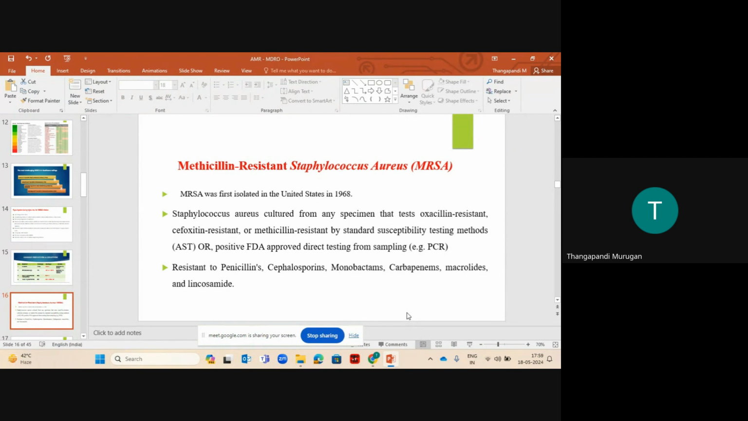We might not see the cefoxitin result in all the reports for MRSA, but if they are suspecting MRSA, most labs will go with cefoxitin resistance first. They will also test for ampicillin resistance, but when I spoke with the microbiologists, they told me about this ampicillin resistance. Okay, and another thing: the FDA.